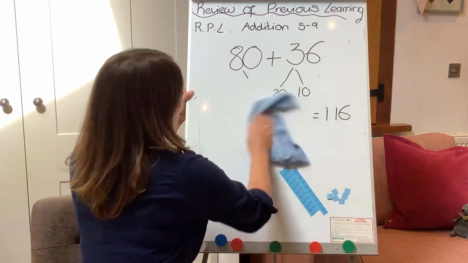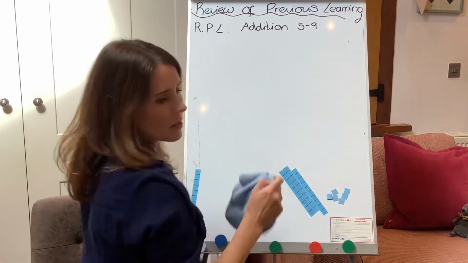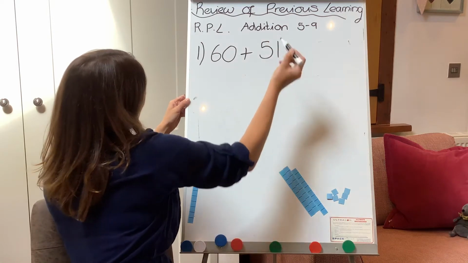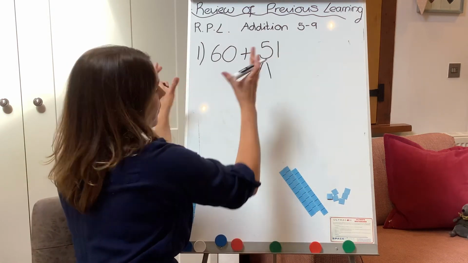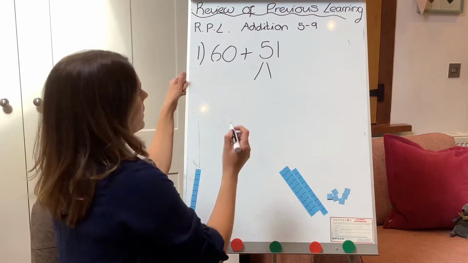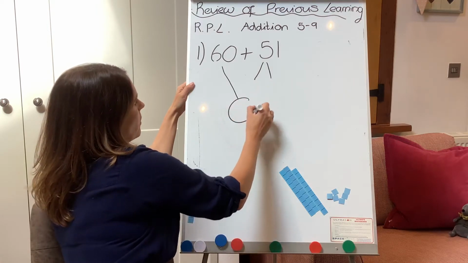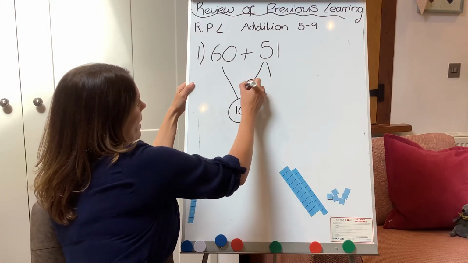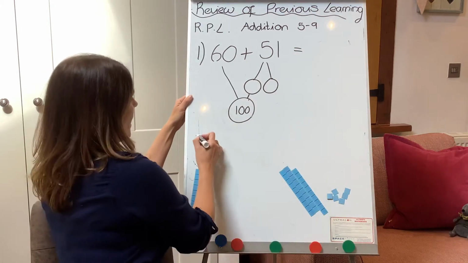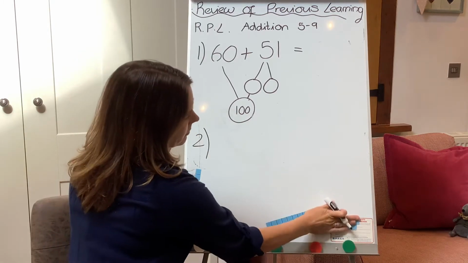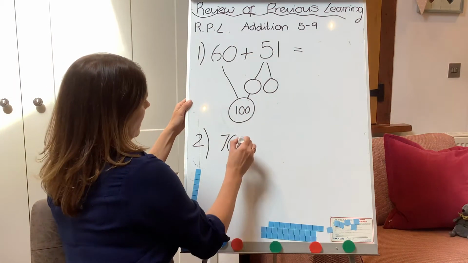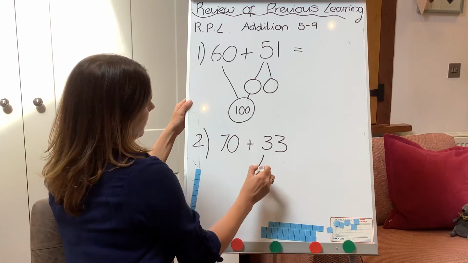Okay, so now I'd like you to have a go. Have a go at 2 of these on your own. So, first one, we've got 60 add 51. If you set it out, how can you split the 50 into tens to help you to make a number bond that goes together to make 100? So what can you do to make that into 100? And then add them together. The second one, we've got 70 add 33.